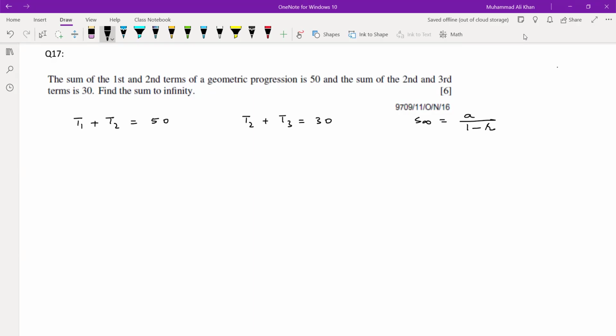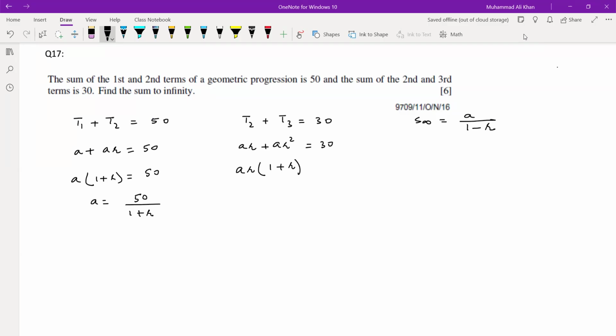So now, the first term of the geometric progression is A, and the second term is AR, which equals 50. The second term is AR, and the third term is AR squared, which equals 30. Taking A common, it will be 1 plus R, so A times (1 plus R) equals 50, and the value of A is 50 divided by 1 plus R.